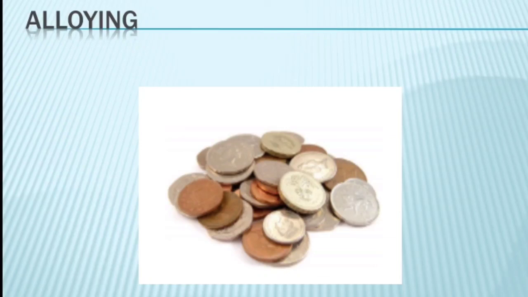Alloying. Majority of the metallic substances used presently are in the form of alloys. The main intention behind this is to decrease the intensity of corrosion of metals. The homogeneous mixture formed by mixing of metal with other metals or non-metals in certain proportion is called an alloy. For example, bronze is an alloy formed from 90% copper and 10% tin. Bronze statues do not get affected by sun and rain.